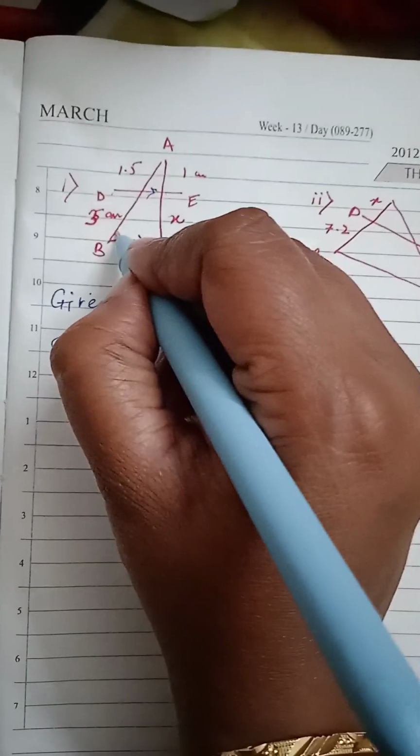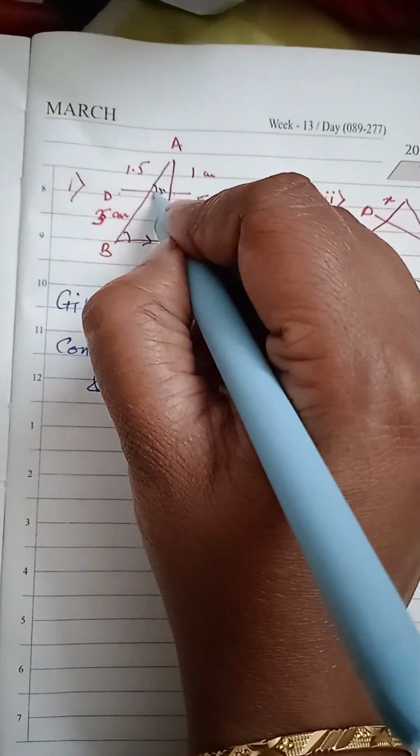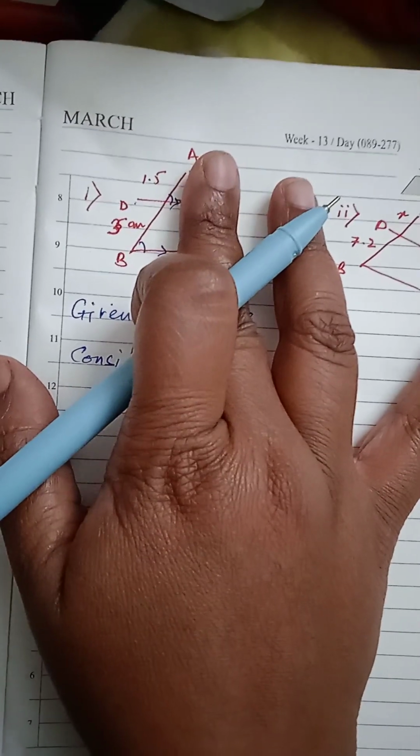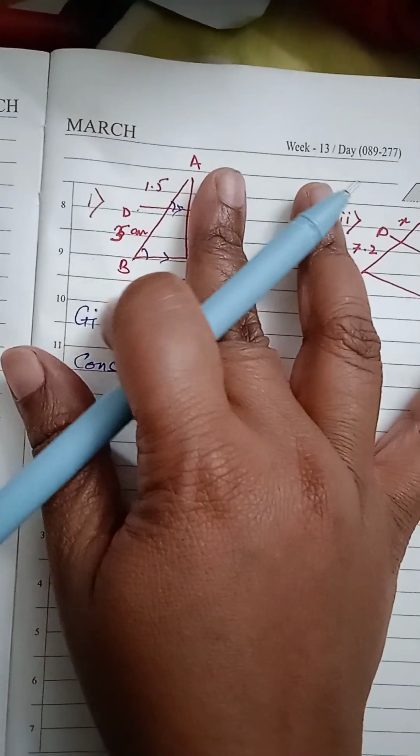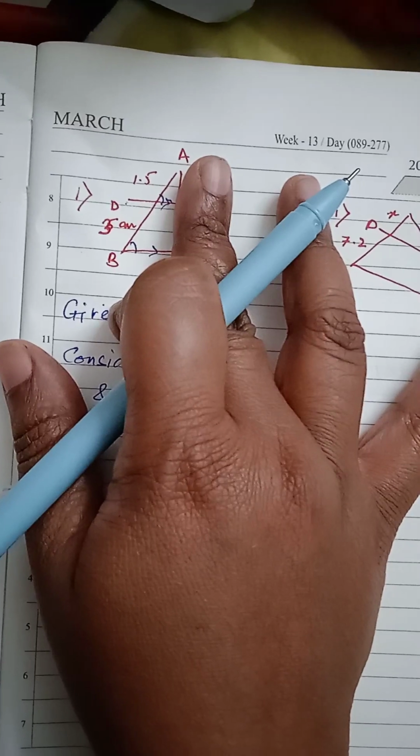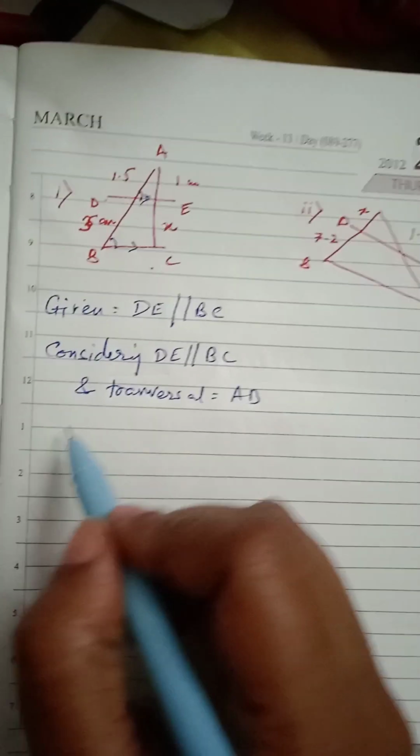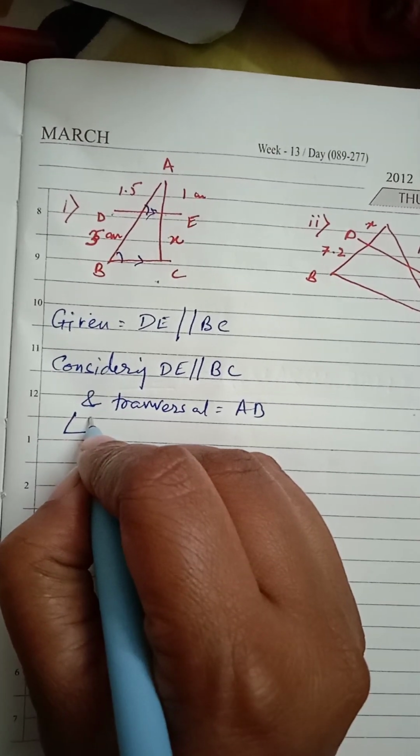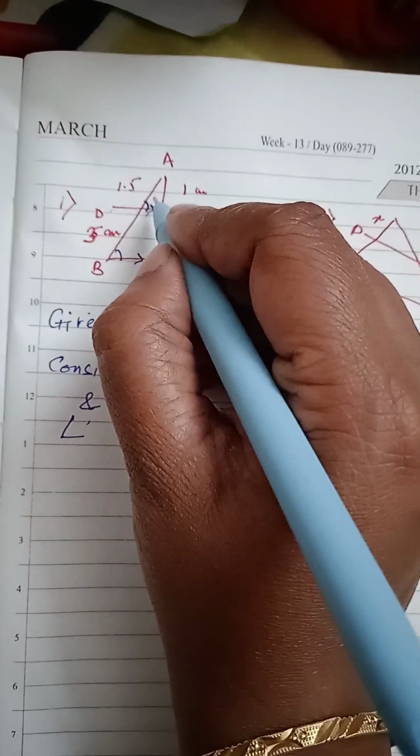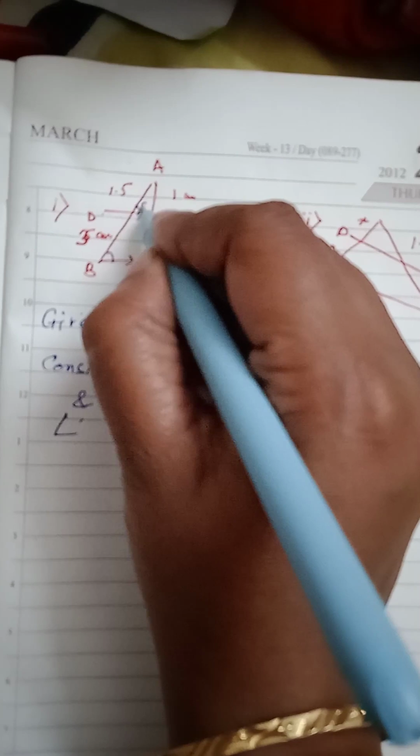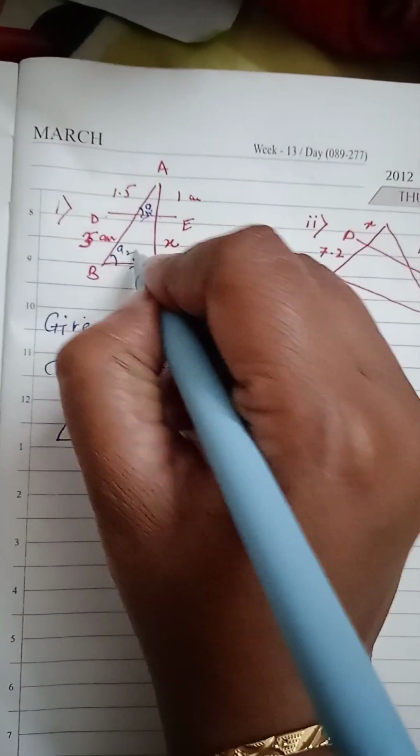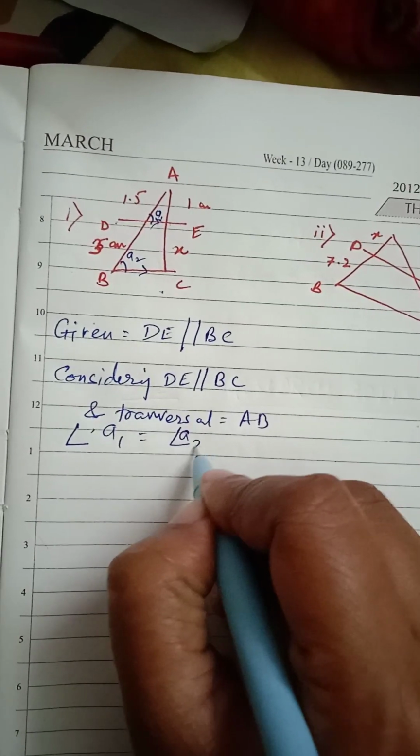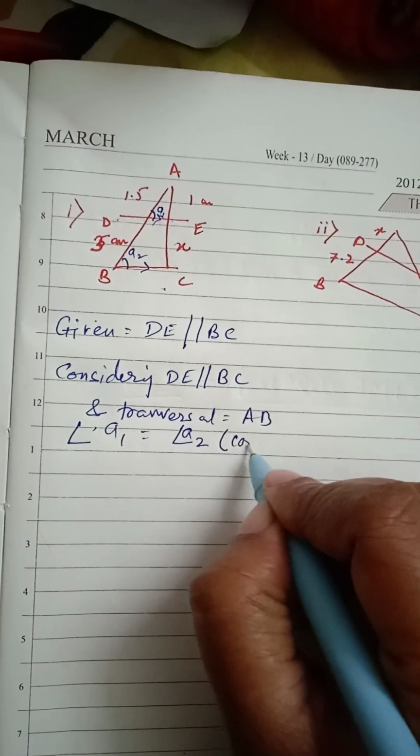Now what happens? This angle is equal to this angle. Both are parallel and you have a transversal AB, so both are corresponding angles. Let me put it as angle A1 and angle A2. So angle A1 is equal to angle A2, because they are corresponding angles.